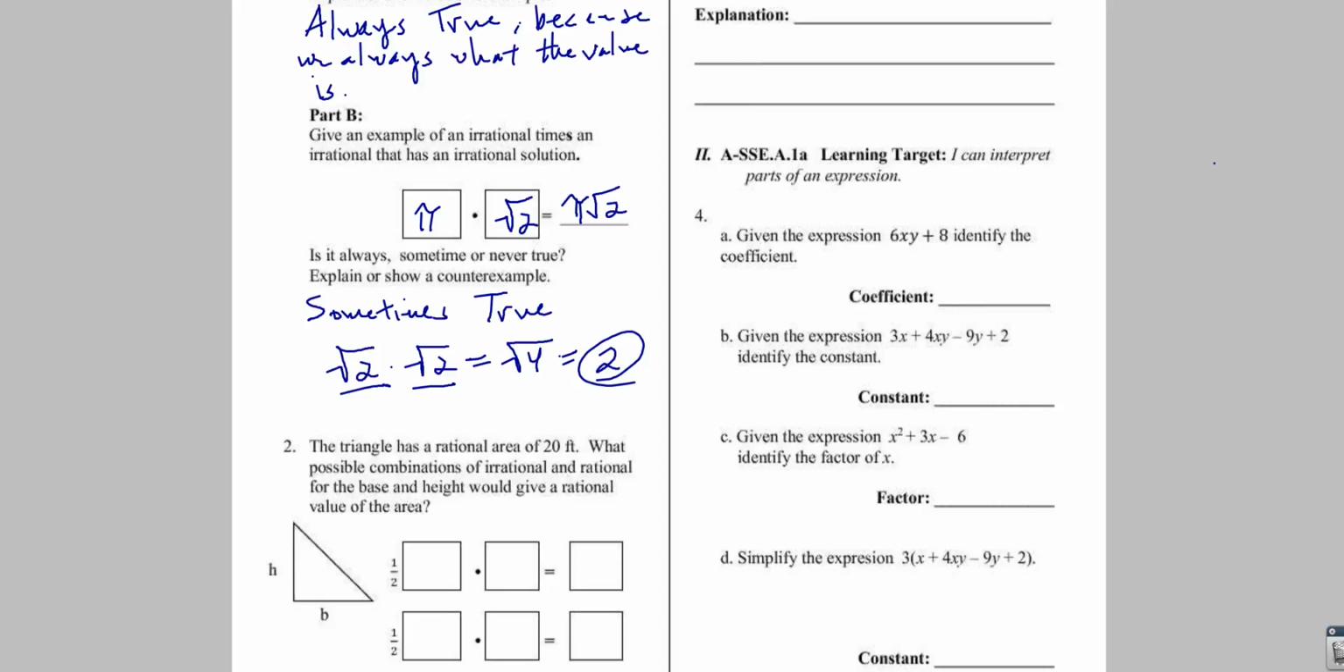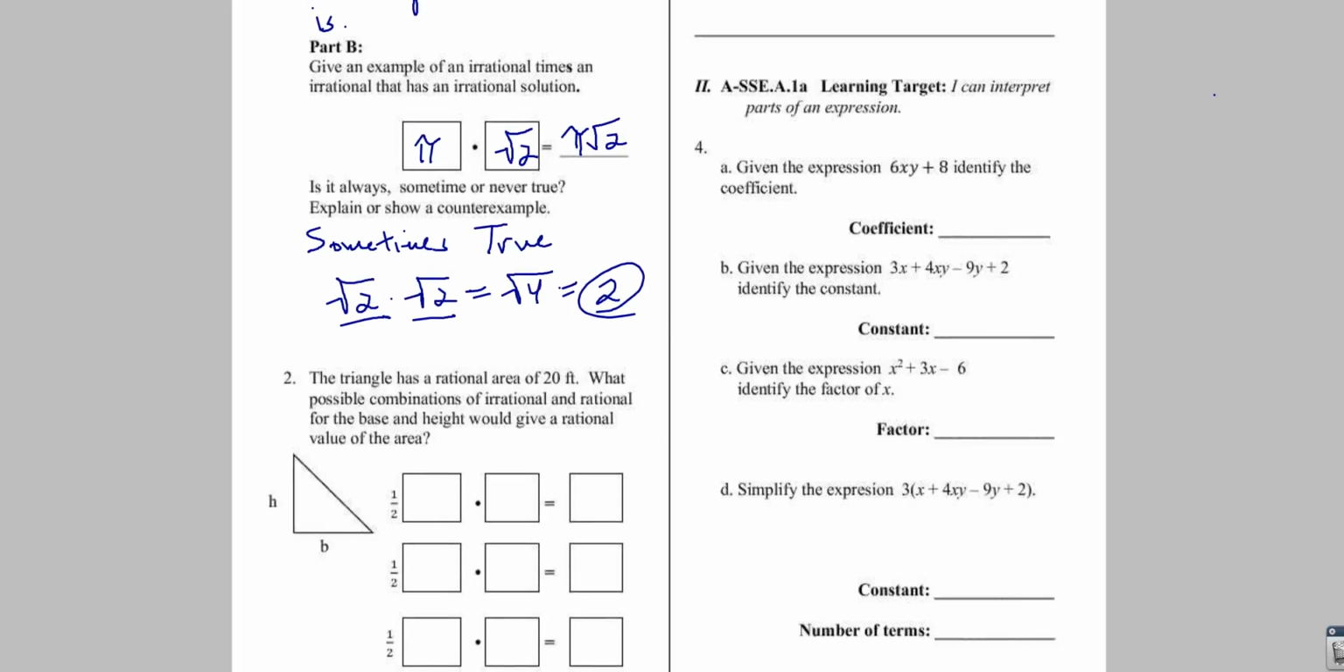The triangle has a rational area of 20 feet. What possible combinations of irrational and rational numbers for the base and height would give a rational value of the area? So we need to think of rational and irrational numbers that give a rational answer. So we could say 1/2 times 3 times 4. That's going to be 6. So we have all rationals, which gives us a rational.